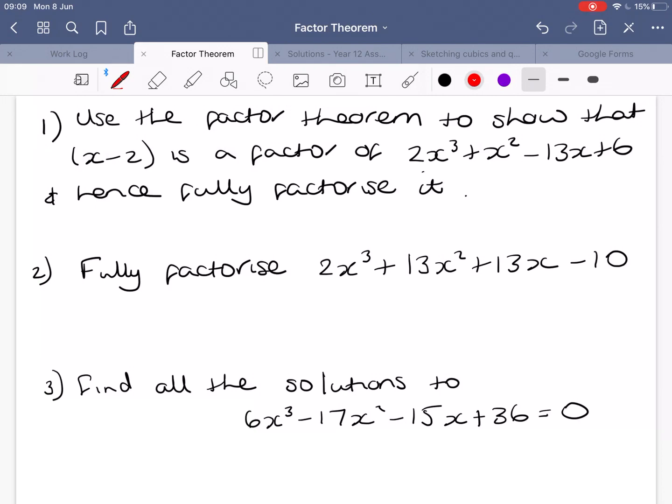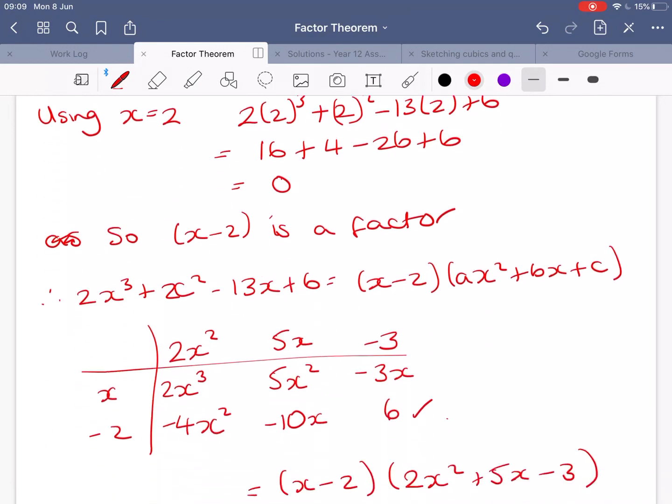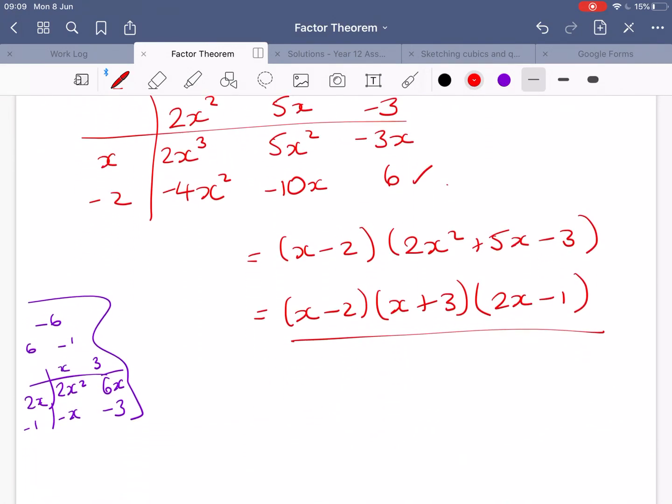Okay, so first one's quite nice because you didn't need to use your trial and error. It gave you the first factor. You just had to show it was a factor. So put x equals 2 into the equation, get 0, therefore it's a factor. Do your polynomial division, and then you factorise the quadratic that you have, and you should have got x minus 2, x plus 3, and 2x minus 1.